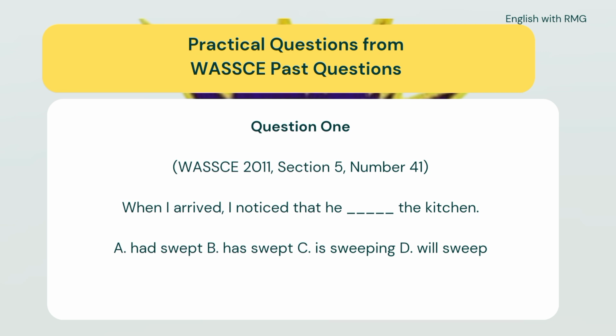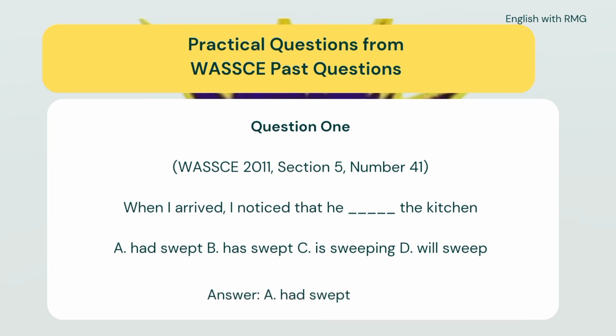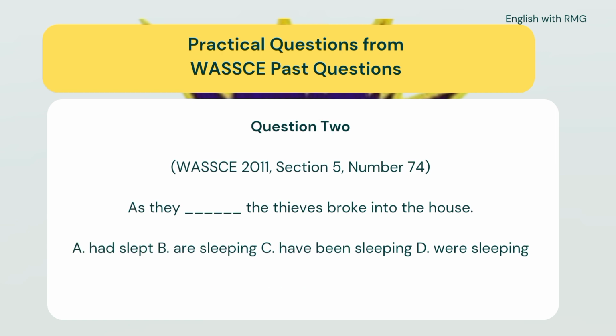Okay, so I know that I'm still going to give you the answer, because here we are preparing you for your WAEC. So let's look at the sentence. Since when I arrived was what happened later and is already in the simple past, I noticed that he dash the kitchen is what happened earlier, before I arrived. So it's going to be what? A, had swept. So the sentence will read, when I arrived, I noticed that he had swept the kitchen. Do you understand? I hope you get it correctly. If you don't get it correctly, maybe you still need to study the rules once again.